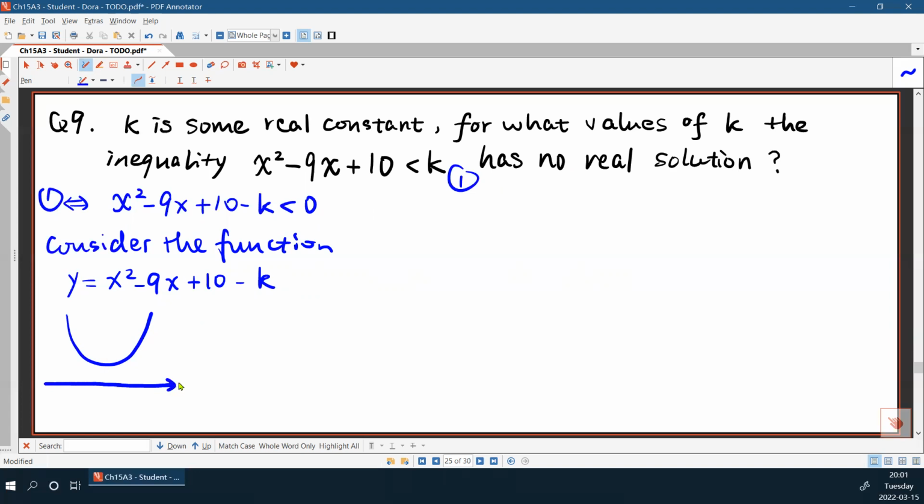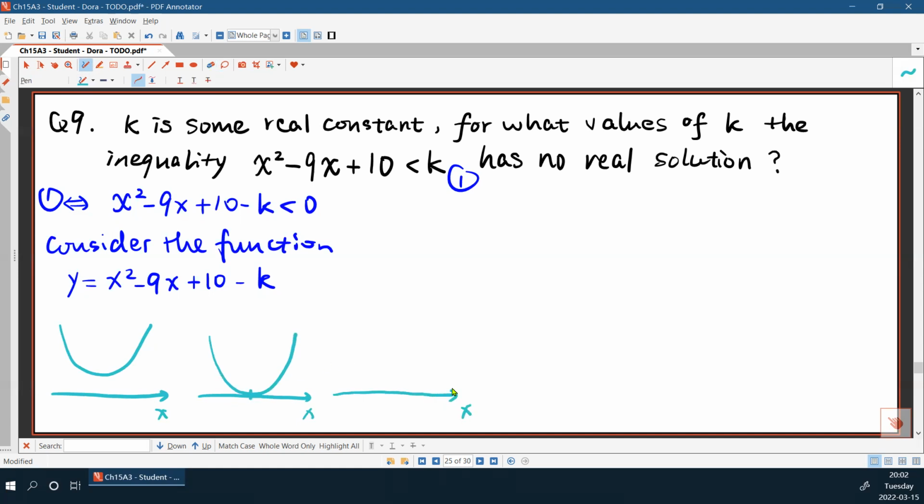Opening up, and there are 3 relationships between this curve and the x-axis. First of all, it can have no x-intercepts, right? Okay, opens up, no x-intercepts, first case. Second case, the x-axis is still here, but this time this function has only one x-intercept. And next case, the x-axis is here. This function can have 2 different x-intercepts, right? So in which case can no x make this function less than 0? Can you see that? Which one? A, B, or C?